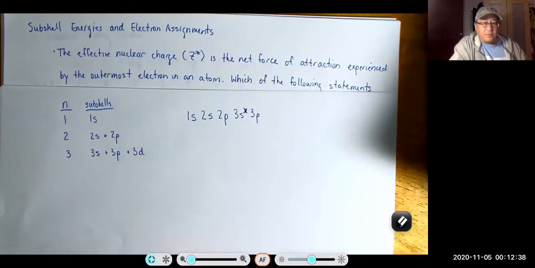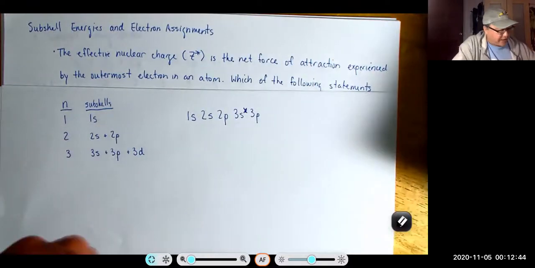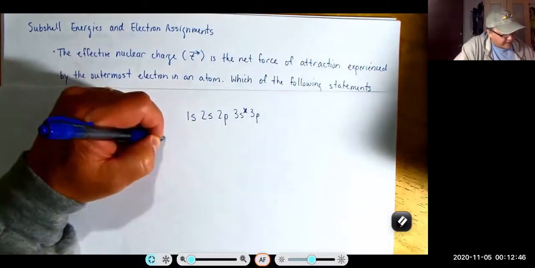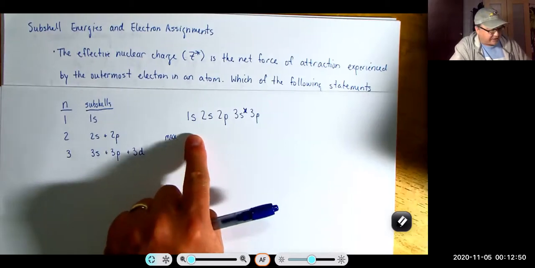stability. So when we're putting electrons into this atom, we ask ourselves a few questions. Now, I'm going to put down here a little thing that says max. The maximum number of electrons in each of these is different.